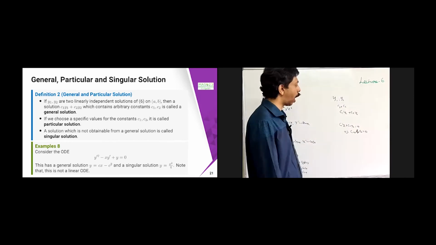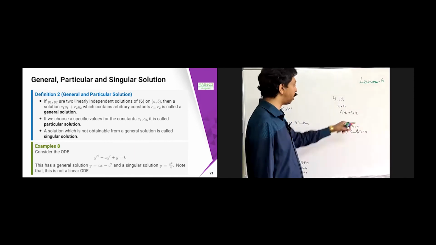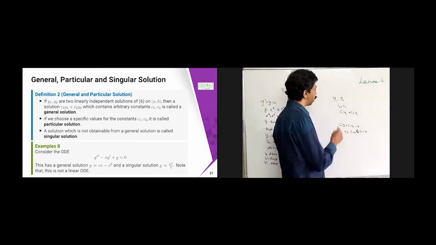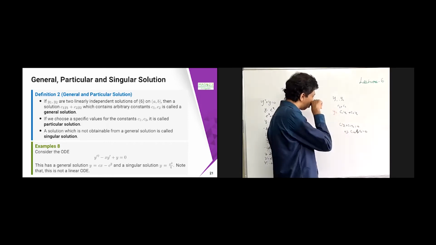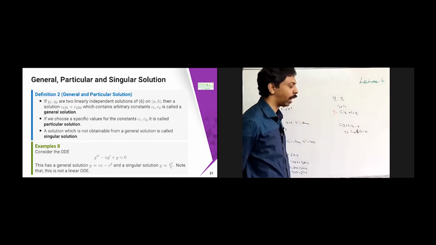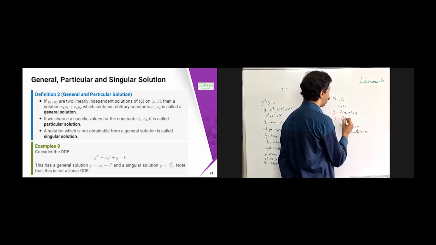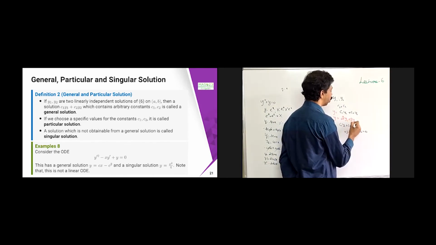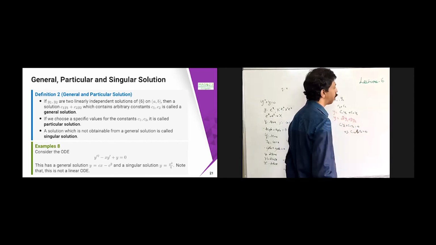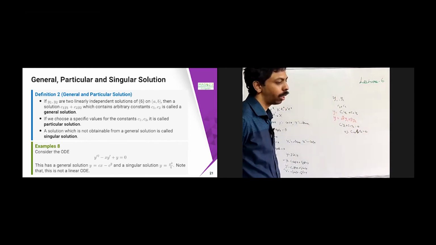Here c1 and c2 are arbitrary constants you can choose. Then this is called the general solution. I can write this as y equal to c1 y1 plus c2 y2. So if I choose some particular values, for example y equal to, let's say, 2 y1 plus 3 y2, I have chosen particular constants, and this solution is called a particular solution.